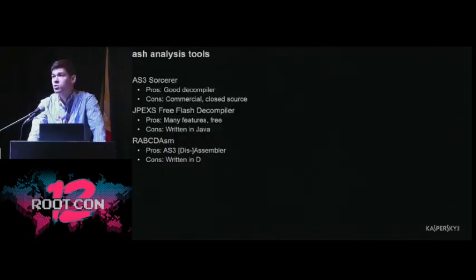And here you can see the most popular tools to analyze ActionScript3 files. While these are great tools, each of them has its own pros and cons. ASV is a great decompiler, my tool of choice, but it's commercial and closed source. JPEXS decompiler is a great tool, but it's written in Java, so it's rather slow. And the amazing RABCDasm is a command line ActionScript3 disassembler and assembler, but it's written in the quite exotic D language.